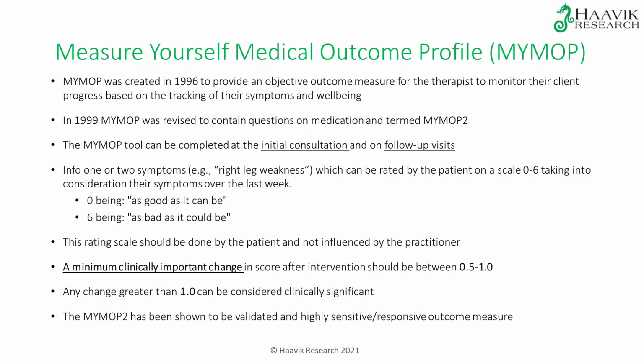So they can rate that right leg weakness separately from the low back pain or numbness and tingling, whatever their symptom is, or it could be their mental health, or it could be crying time in their baby, whatever it is that is important to them, you can use the MyMOP 2. And then you can monitor it from the first visit and to follow-up visits. It's really important that these questionnaires are filled in by the patients and shouldn't be influenced by the practitioner themselves.